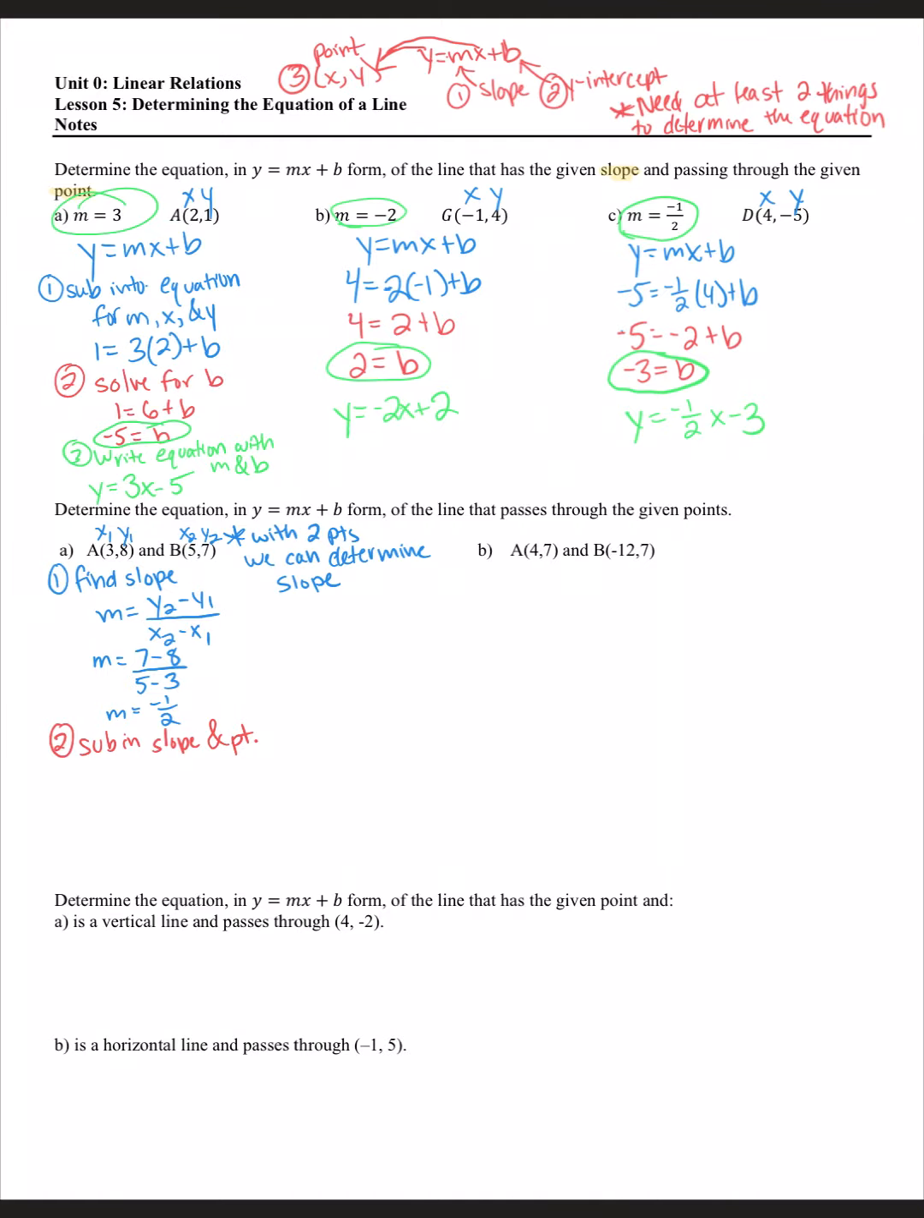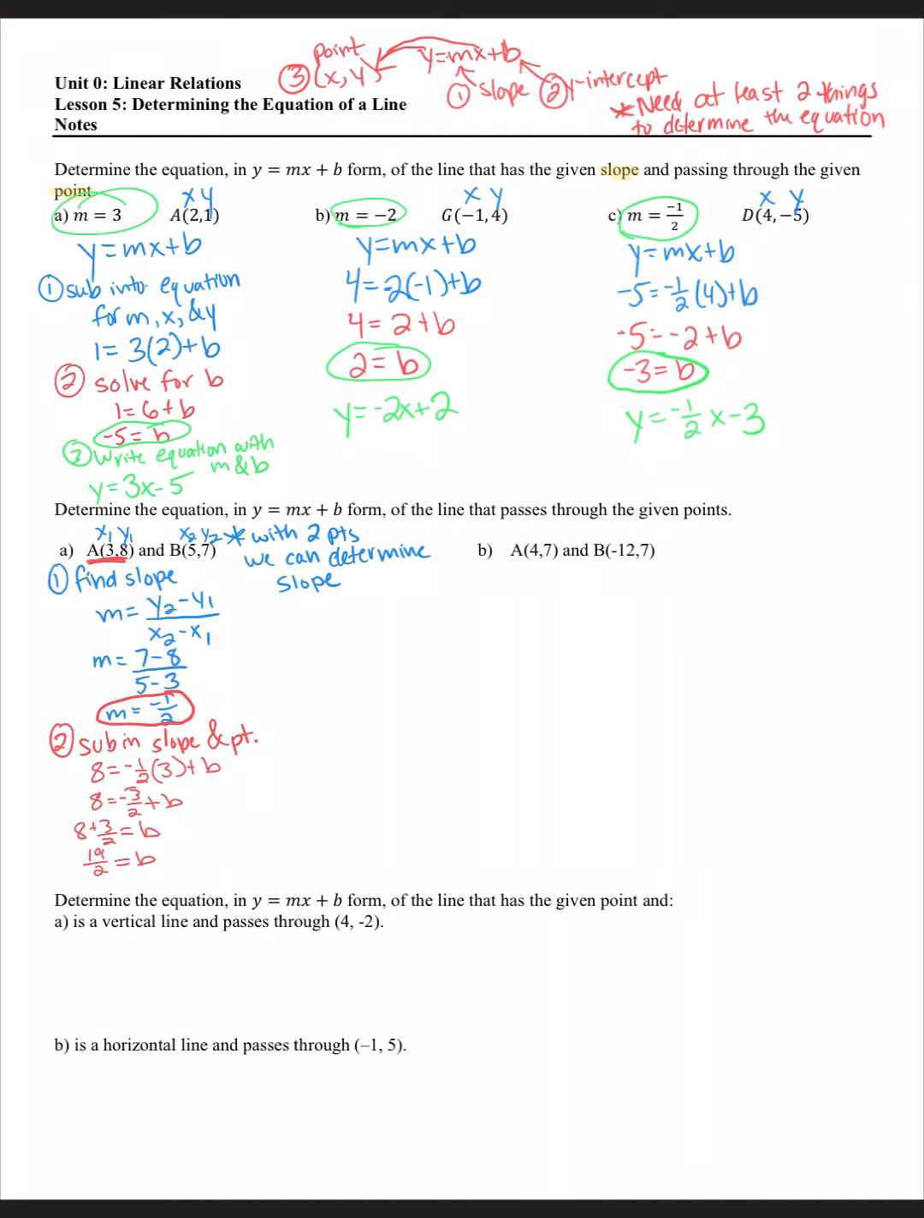Okay, so in for y, we substitute 8. My slope is a negative 1/2, and my x value is 3. And we will simplify. So a negative 1/2 times 3 is a negative 3/2. And then we will isolate for b. So this will become 8 plus 3/2 equals b, which if we were to write 8 as a fraction, it would be 16/2. So this would become 19/2 for b.